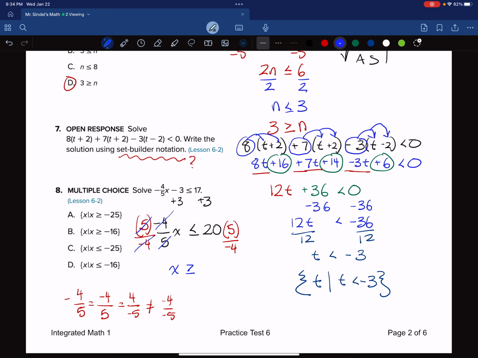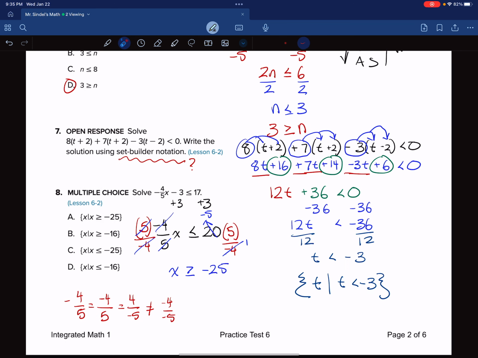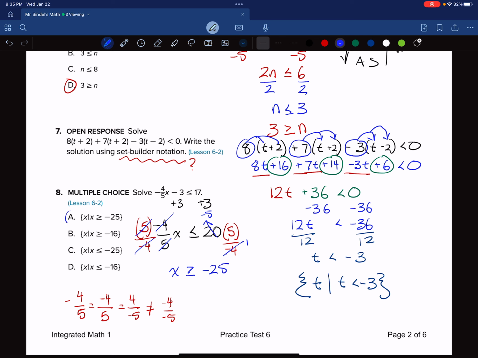So I think the easiest way to tackle this problem is to first look at 20 divided by negative 4, and then after that, we'll multiply by 5. 20 divided by negative 4 is a negative 5. Just a reminder, 20 divided by negative 4 is a negative 5. And then negative 5 times that positive 5 is a negative 25. So I'm looking for this answer that says greater than or equal to a negative 25. The correct answer should be A.